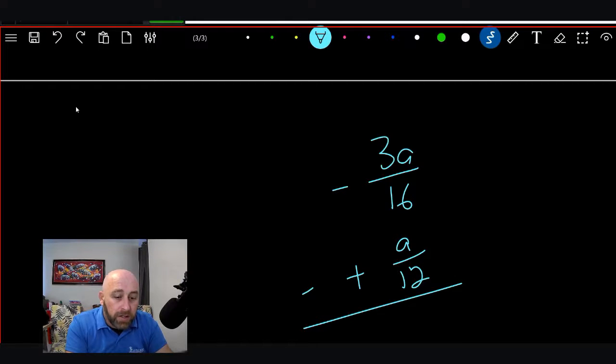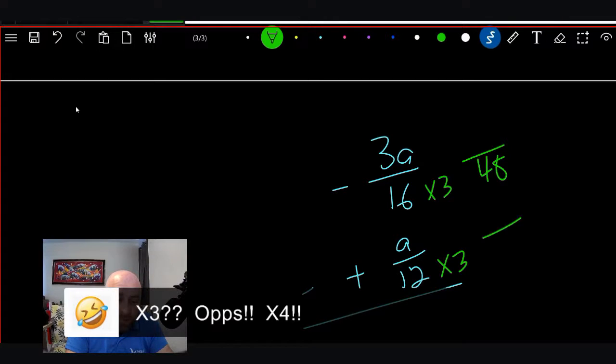All right. So how do we put it into a common denominator? Well, we say what is the LCD, the least common denominator? And that would be 48. How do we know that? Because 16 times 3 is 48 and 12 times 3 is 48. That's the smallest number that both of them go into evenly.